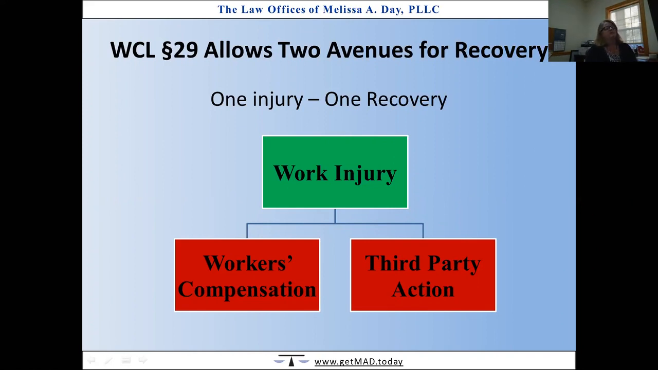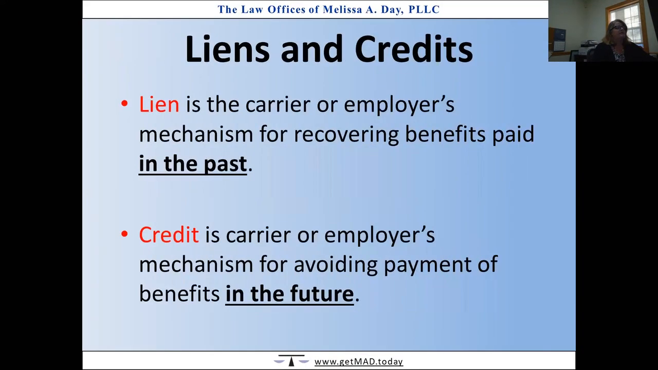So if you get rear-ended while driving in connection with your job, and you can show that the other party was negligent and that person was not a co-employee, you can both sue that person for negligence and you can also collect workers' compensation. But in the law, there's a maxim, which is that for every one injury, there is but one recovery. So although you can pursue both actions, if you're successful in collecting on both, there has to be a mechanism in place to prevent what we call a double recovery. And the way we accomplish that under the statute is that the carrier or the employer is given a lien against past benefits paid versus any recovery from the third party action, and the employer and carrier is given a credit against future payments due.